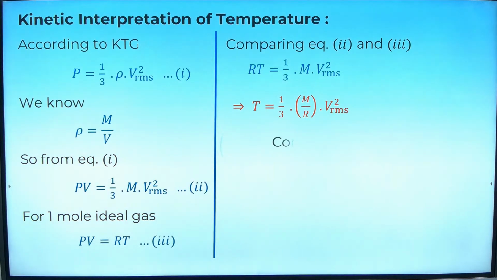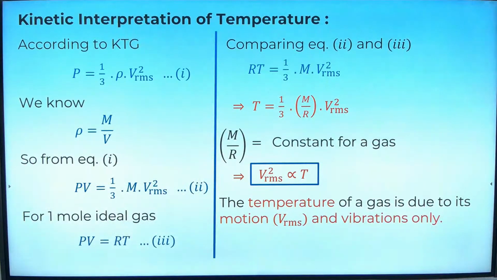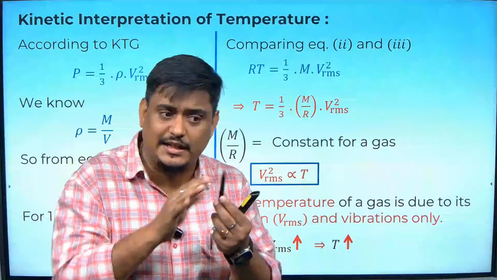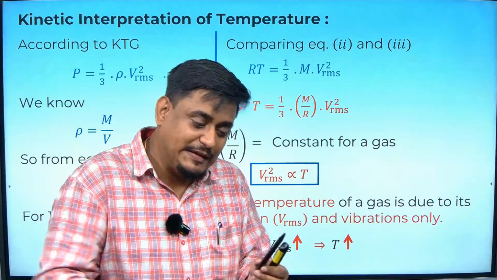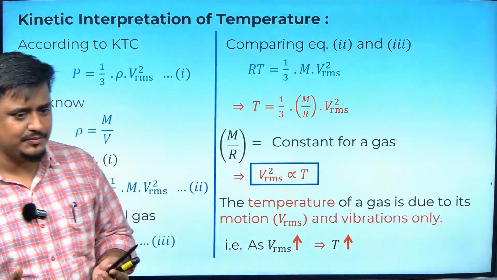Coming back. Yes, same thing that I wrote. Temperature of gas is due to its motion, V RMS, and vibrations only. So as V RMS increases, temperature will also increase, and vice versa. If temperature is increasing, RMS velocity is increasing, or if RMS velocity is increasing, temperature will also increase. If the molecules by any means start moving faster, the object will become hot. Or if I supply heat to it, the molecules will become faster. Both are applicable.